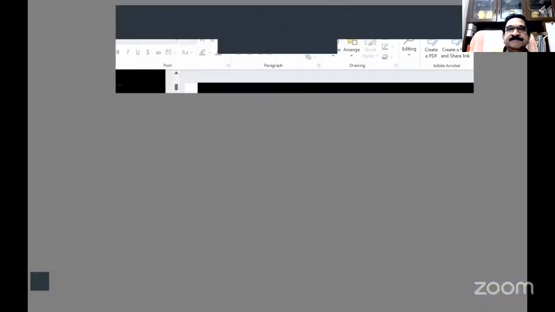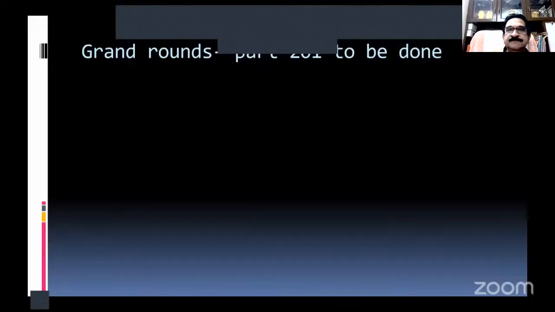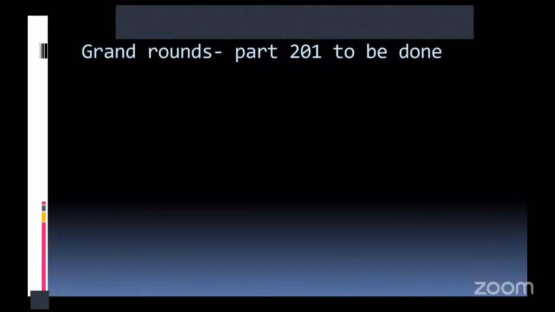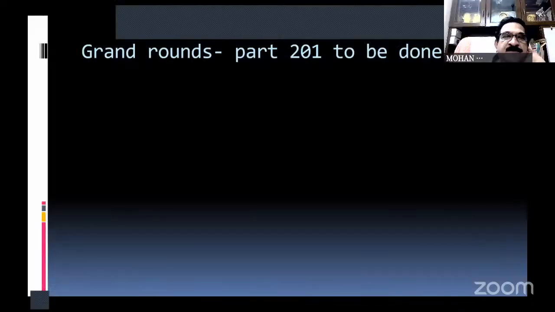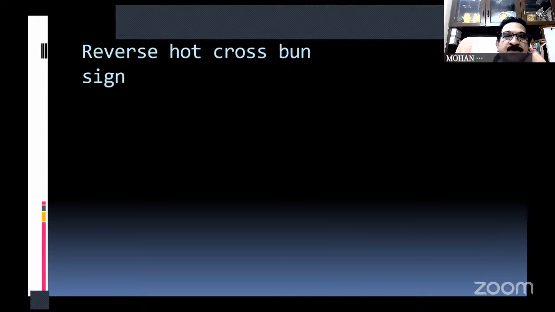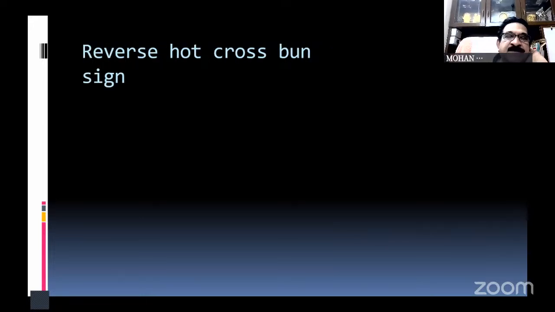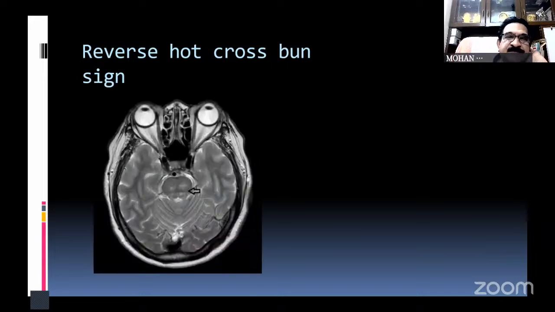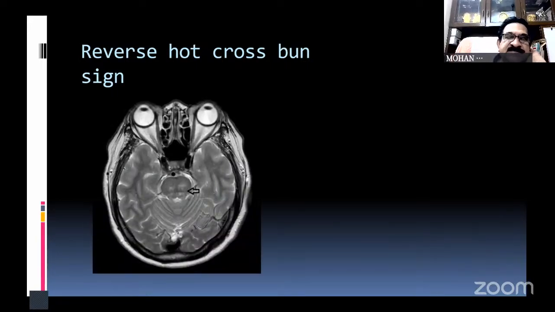Is my screen seen? Yes, sir. Okay. So last class we talked about this particular finding, the reverse hot cross bun sign. I promised to show you the picture of that. Beginning with that, this is the reverse hot cross bun sign.